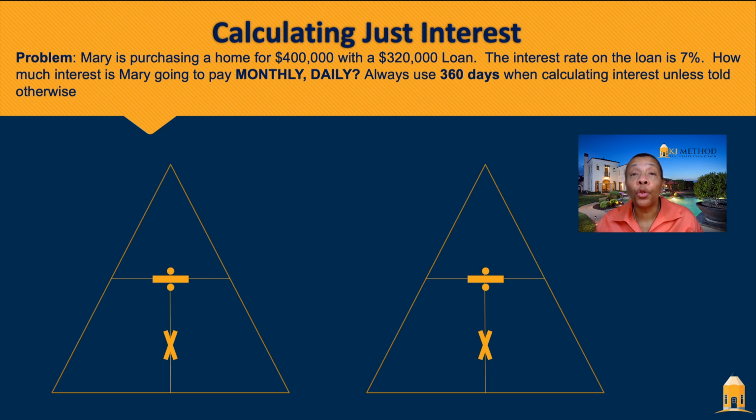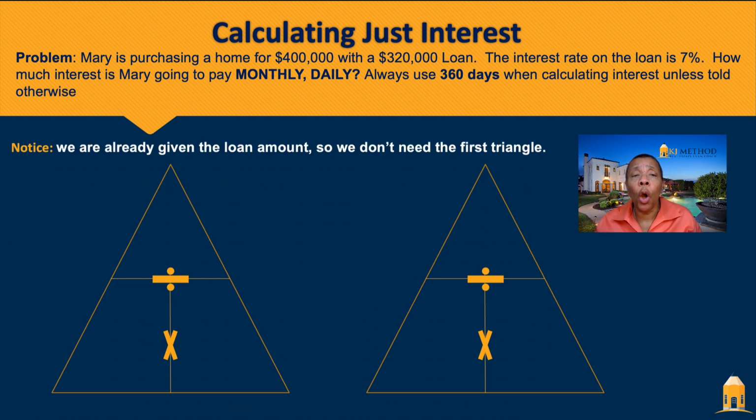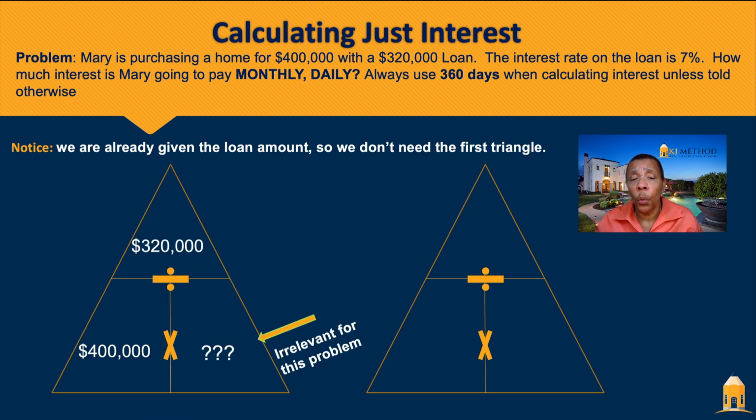You always use 360 days when calculating interest unless you're told otherwise. And that should be daily interest, all right? 360 days, daily interest. Well, let's look here. We are already given the loan amount, so we don't need the first triangle that we needed the first time. We don't need that. It's irrelevant for this problem. Why? Because they already gave us the loan amount.